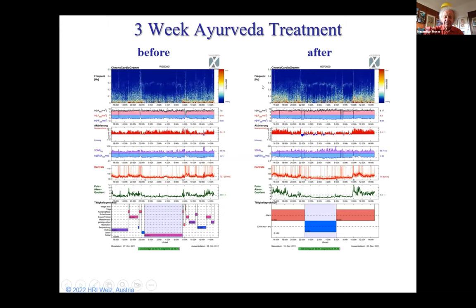And here you can see that also Ayurvedic cures have a good potential to improve the vagal system. This is a female medical doctor who made an Ayurvedic cure for 3 weeks. And this was before the cure and this after. You can see here that the line of vagal activity during the night is becoming much stronger over the 3 weeks. So this is also a possibility to improve autonomic nervous system activity. And you see that the night is better structured here after the cure than before.